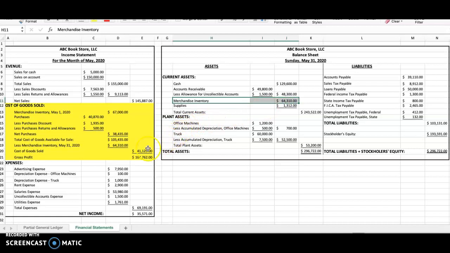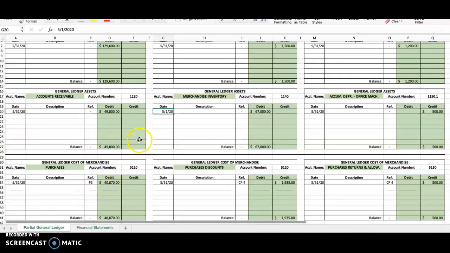So somehow we have to do an adjusting entry so that back in the general ledger, this account should show the ending merchandise inventory, not the beginning. So we have an adjusting entry that we may or may not get to, but that needs to be done to verify that our ledger accounts are up to date and accurate.